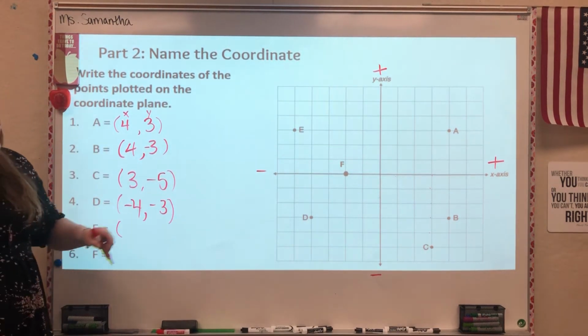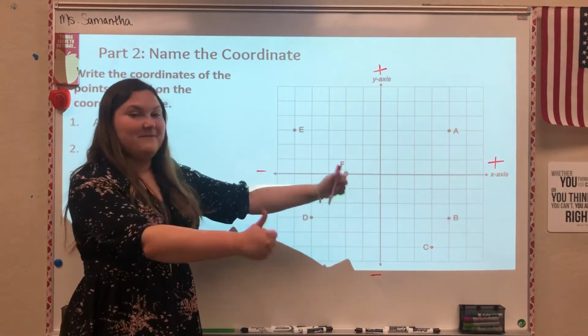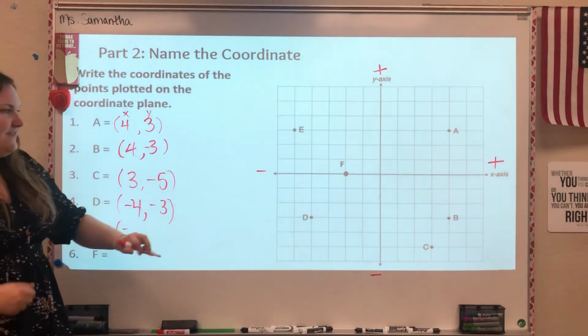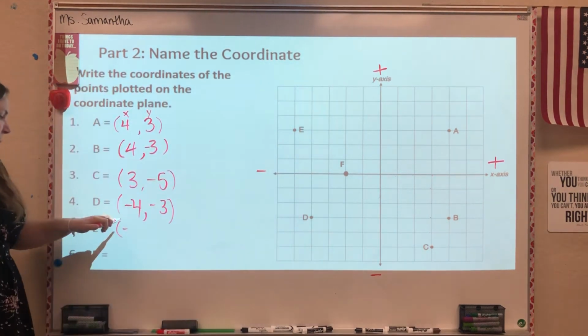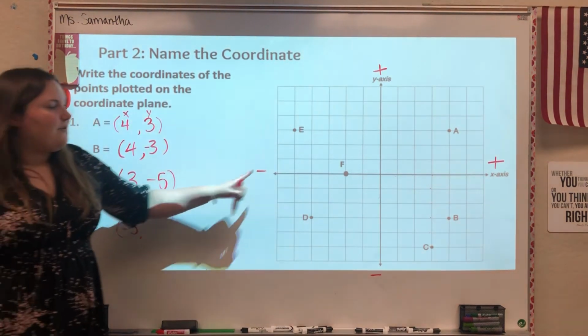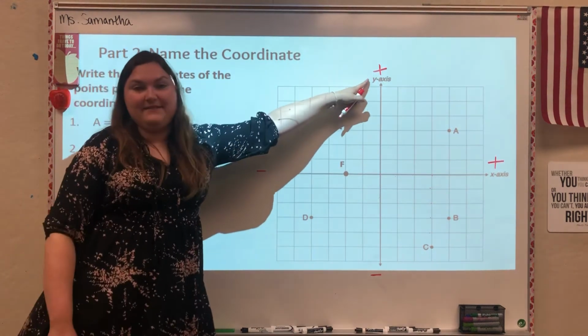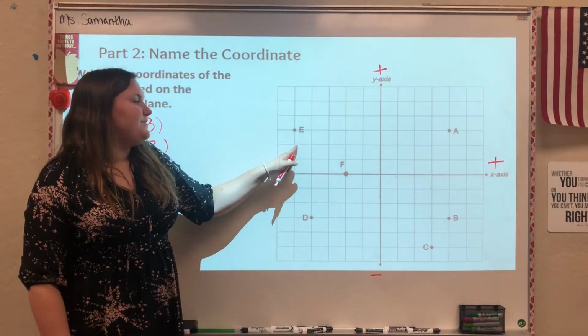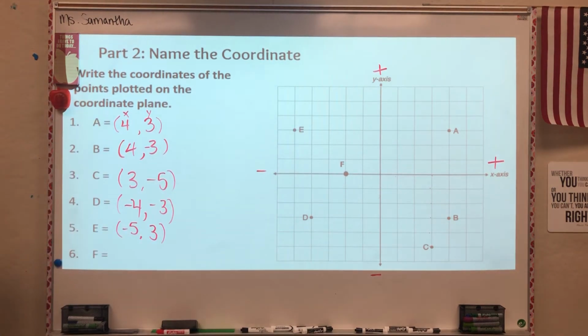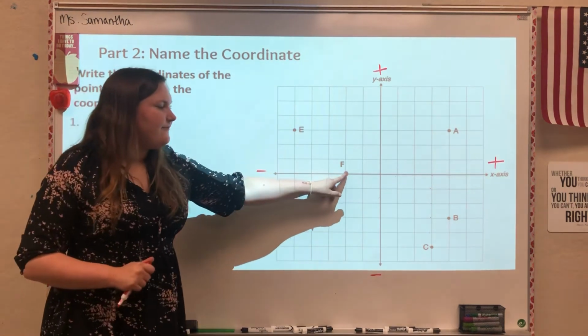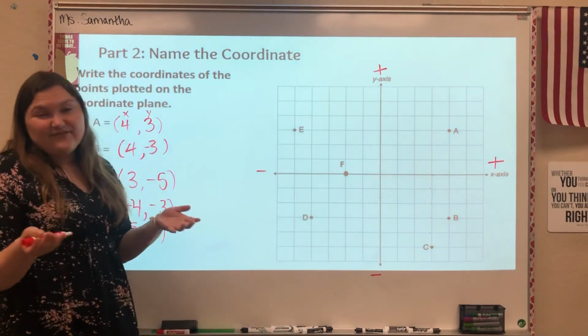For E, E is right here, counting backwards, so negative. 1, 2, 3, 4, 5. And then I'm counting up. Up is positive. Up 1, 2, 3. All right, so we've got those first 5. This last one here is F. Go ahead and try F just to see where you're at.